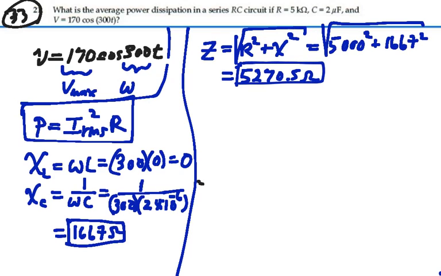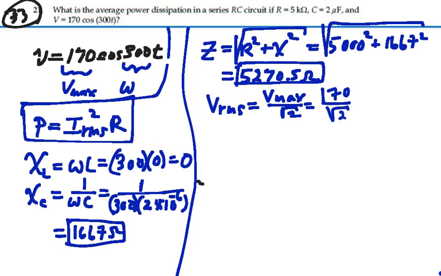We now want to find the root mean square current. We need to know the root mean square voltage first. So our RMS voltage is our maximum voltage divided by the square root of 2. Seeing that our maximum voltage is 170 volts, we take 170 and divide by the square root of 2, and that gives us 120.2 volts.